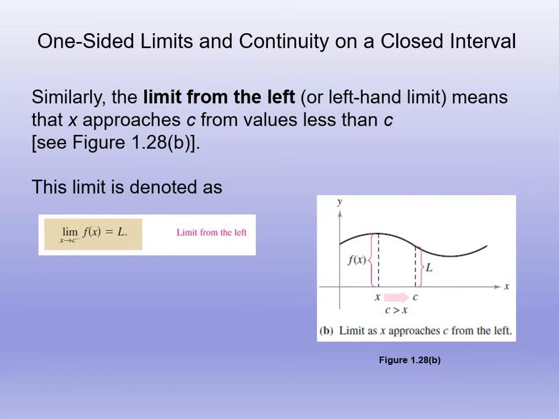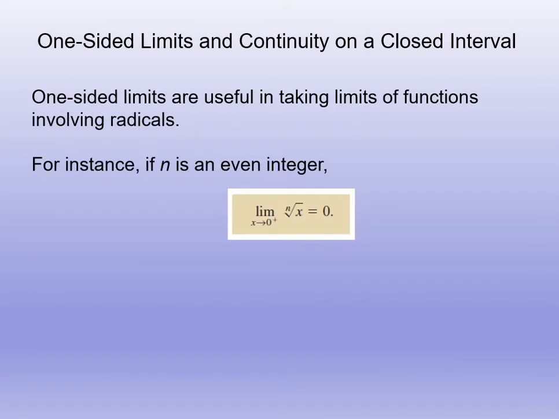This is approaching from the left. So notice now there's the superscript of a minus. We have the limit of f of x as x approaches c, and instead of saying negative, you read it as the limit of f of x as x approaches c from the left. That negative sign means we change the verbiage to from the left, or the left-hand limit. Okay, so let's take a look at how useful a one-sided limit can be.